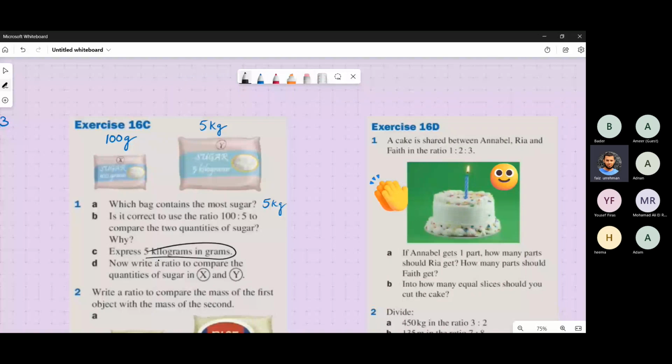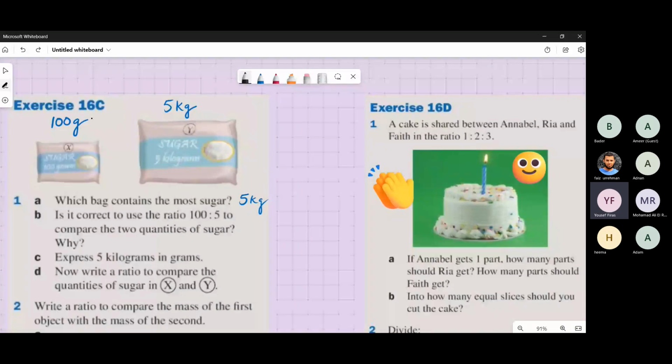5,000. Okay. Now the last one, they asked for the ratio. Write the ratio to compare the quantity of sugar X to Y. If they wrote X first, we have to use X first in the ratio. So how are we going to solve this question? It will be 100 to 5,000. Why 5,000? Because we are converting it to grams.